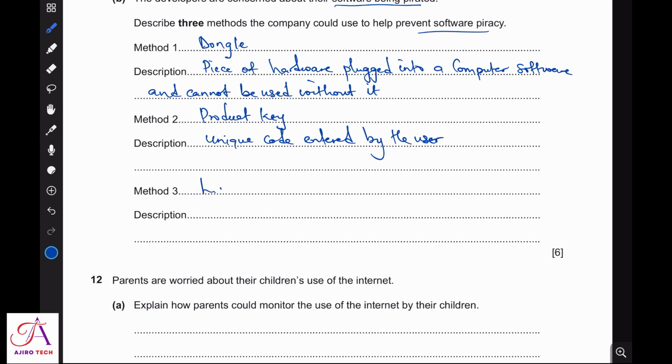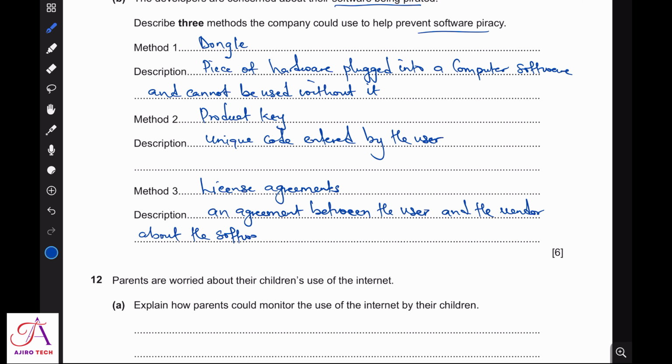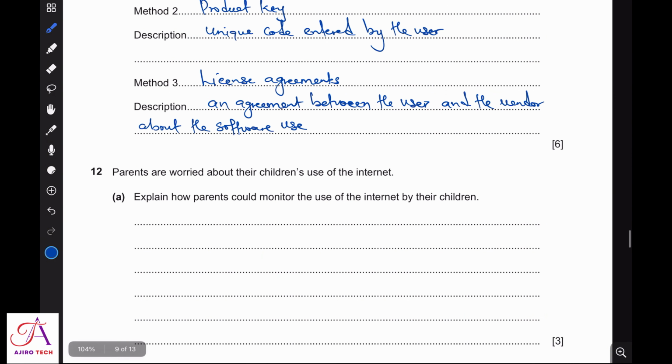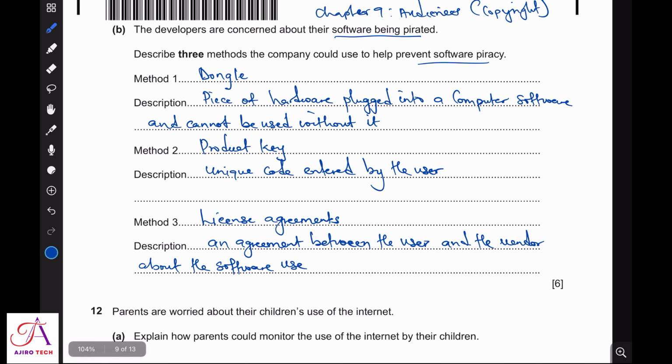A license agreement. Okay, so that's an agreement between the user and the vendor about the software used. Okay, so that's one mark for each.